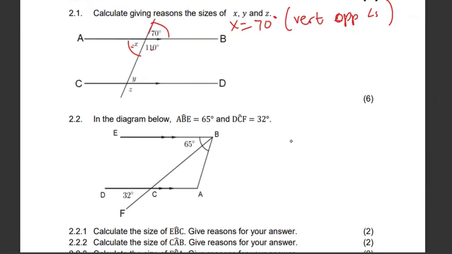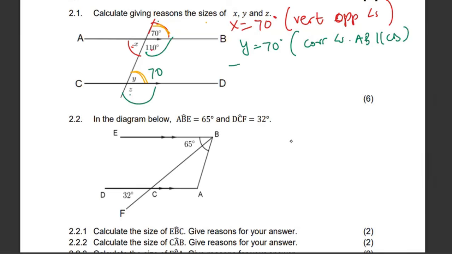Then I'm going to say that my y, if this is a 70, even this one must be a 70. So we're going to say that y is 70. Those are corresponding angles because AB is parallel to CD. Then for us to get Z, Z and 110 must also be corresponding. Z is going to be 110, corresponding angles because the lines are parallel. Somebody could also look at adjacent supplementary, which is also okay.